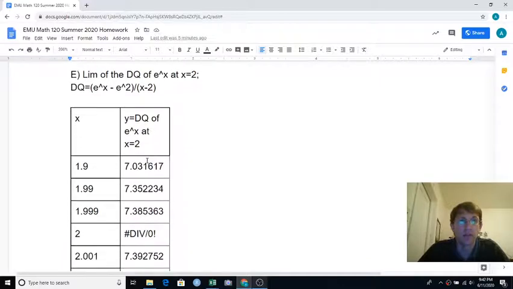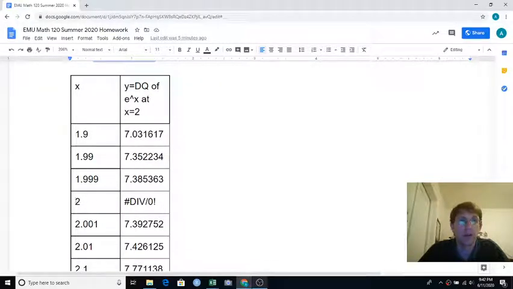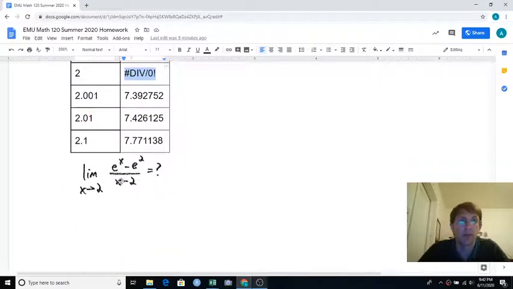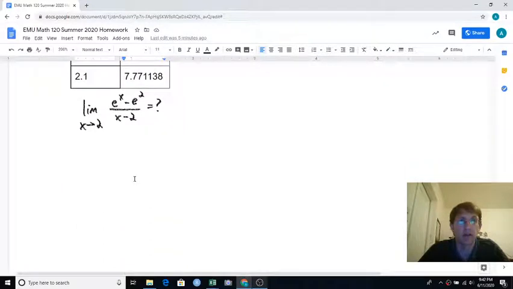Here's another puzzle for us. What's the limit of the difference quotient for e to the x at x equals 2? So here's how we would write that. And we do get to divide by 0 at x equals 2. What number should go here? What do you think? There it is in kind of more common math notation.